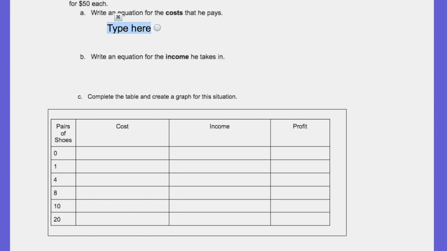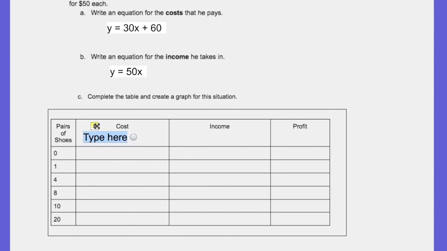So first we're going to look at what he pays. The cost that he pays, we're going to say $30 a shoe, plus his original fee of $60 for shipping. The income that he takes in, he makes $50 for a pair of shoes, and he doesn't charge them shipping money because he's just giving his buyers the shoes right away.